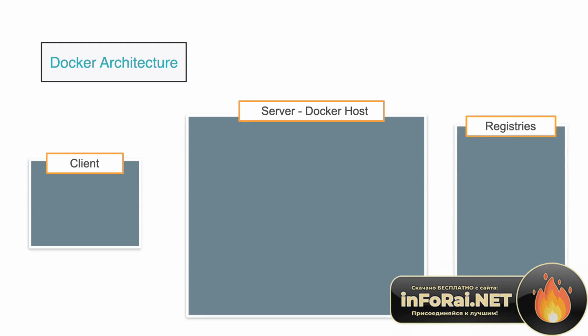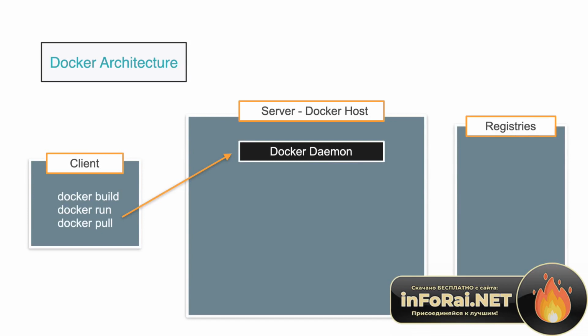But basically, inside of the Docker host, we have something called Docker daemon. And the Docker daemon is responsible for handling requests from the client. So here, for example, you've seen Docker build, Docker run, Docker pull. Actually, you haven't seen Docker build. So you've seen Docker run and Docker pull. But the build command, this is where we learn about building custom images later in this course.